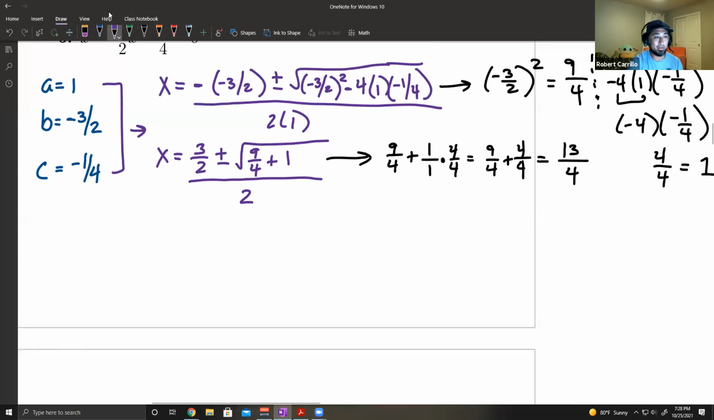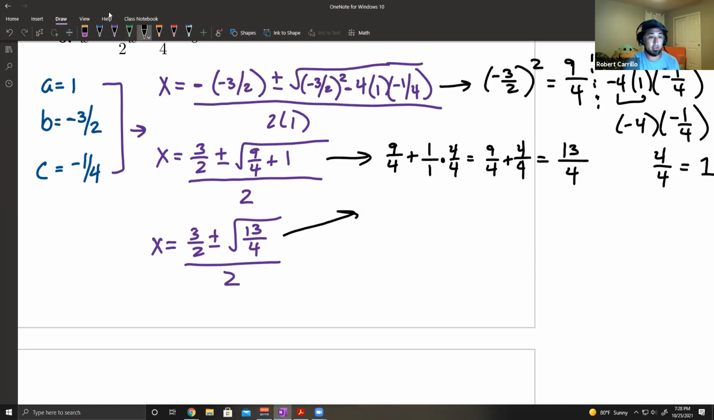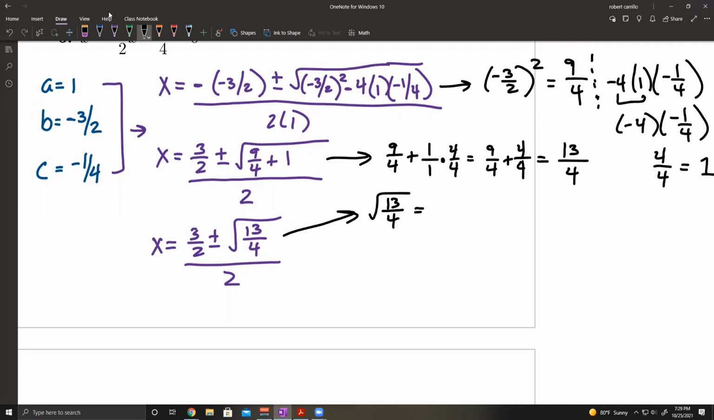So now the next step, you have x equals 3/2 plus or minus the square root of 13/4 all over 2. All right, so we're still dealing with this square root. Oh my goodness. So now the square root of 13/4. Well, can you take the square root of 13? Can you take the square root evenly of 13? No. What are the only numbers that make up 13?